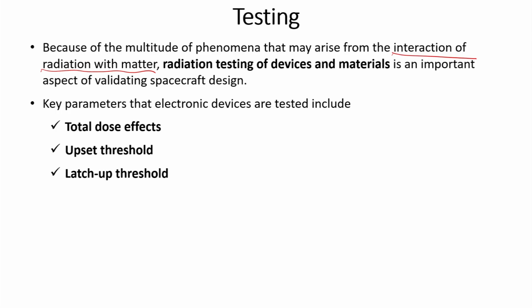Threshold means above that threshold, latch-up or those phenomena such as upset can happen, or it can be a burnout threshold, then neutron damage effects. For all those effects, the maximum dose the material can withstand can be known through testing.